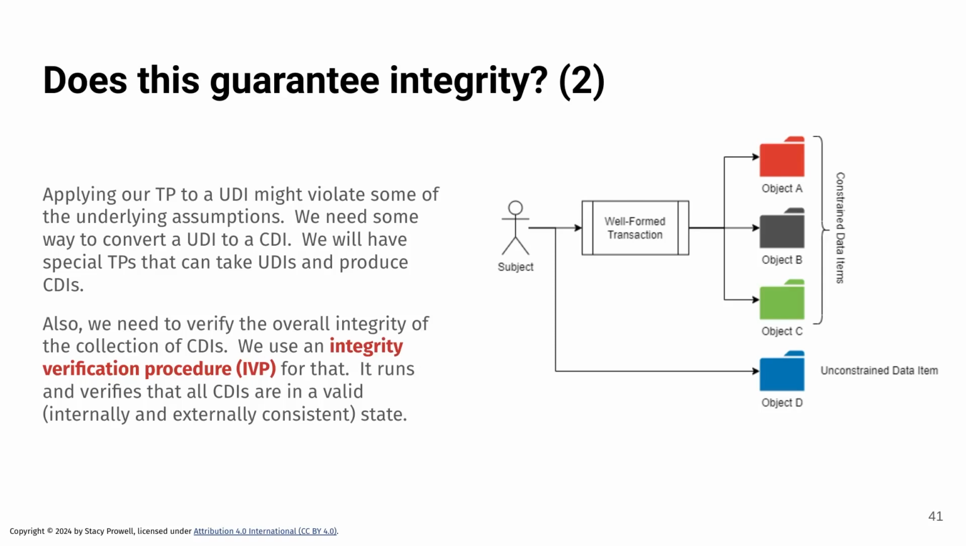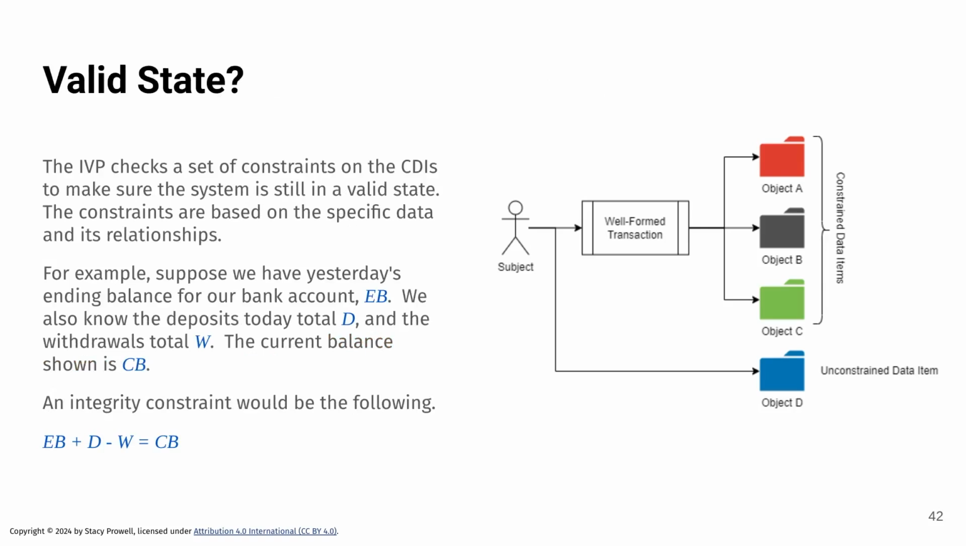We also have to make sure the system stays in a good state. And for that we use an integrity verification procedure. So periodically the system can check its own consistency and make sure it's still valid. What does that look like? Well, imagine we have a set of constraints on the CDIs. We'll see what those look like in a minute.